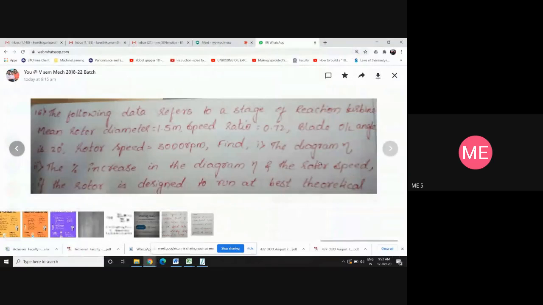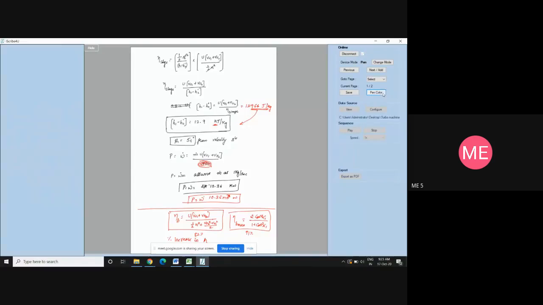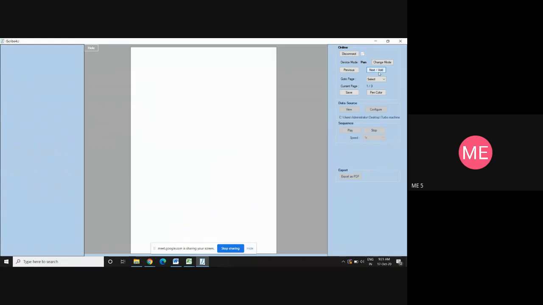And he is also asking the rotor speed, if the rotor is designed to run at the best theoretical speed. So what is the rotor speed? Even though he has given 3000 RPM, still he is asking rotor speed, that is n. How to find out that n? He is asking to find out n max. So what is the value of n max? N max will definitely be higher than n, that is 3000. It should be greater than 3000 RPM, because now we are designing for maximum condition.